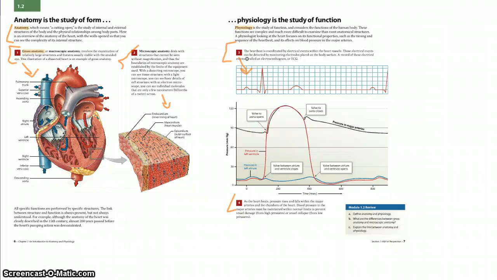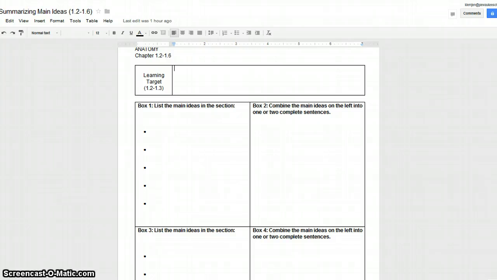So as you go through the text and you read 1.2, what you want to do is open up the Google Doc called Summarizing Main Ideas, and it's for the actual lesson that we just had our e-text open to, 1.2 and 1.3. And as you're reading, you're going to fill out box 1. Preferably about 5 bullet points. You can do maybe one less, maybe one more, but keep it right around 5. And that'll be just for section 1.2.